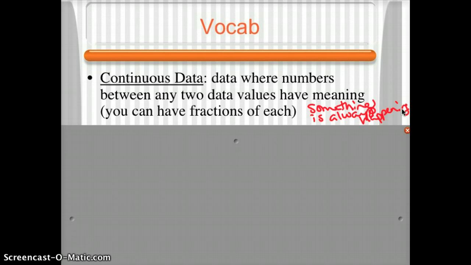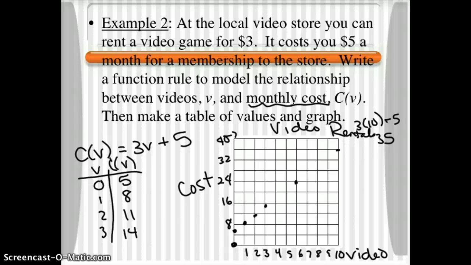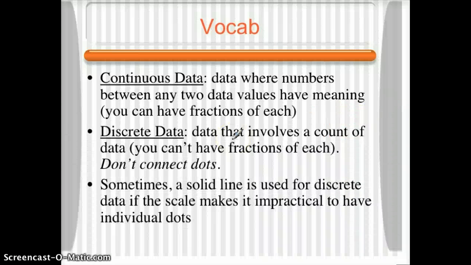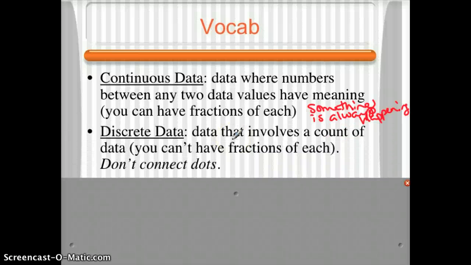Okay, so looking back at our last example with this video store, you would not rent like 1 2/3 videos, or any of these things that I'm writing with a red dot. Those would not have meaning. We don't have that amount of video rentals. So that's not continuous data. It doesn't have meaning. When it's just like the one before, we call that discrete data.